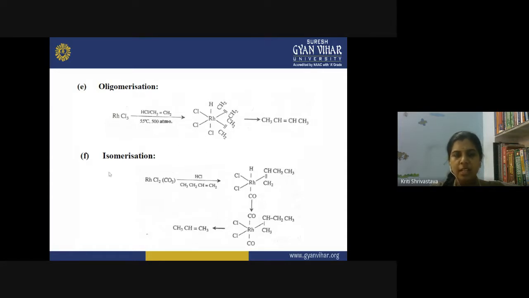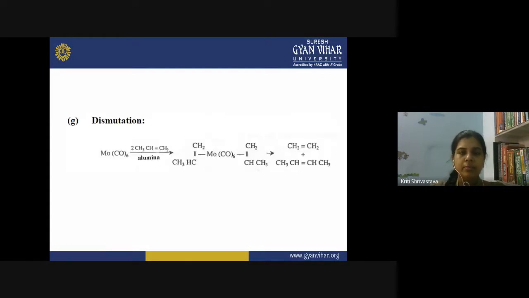Similarly, we can see the isomerization reaction. In the case of the isomerization reaction, again we have a rhodium complex. The alkene is getting attached to the metal atom, and then a corresponding isomer is formed in the product. So you should remember all these reactions. These are really important, and when you write them yourself in your notebook, you will get a good idea about them. The last is the dismutation reaction.